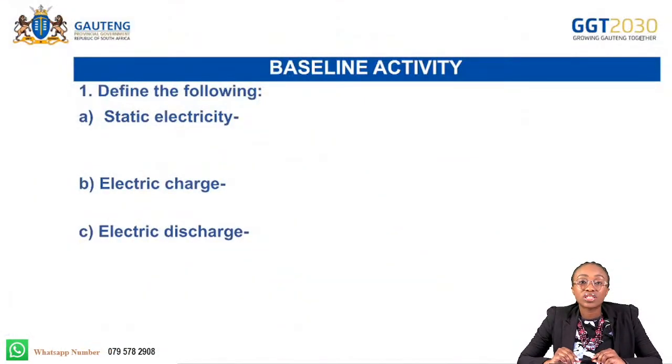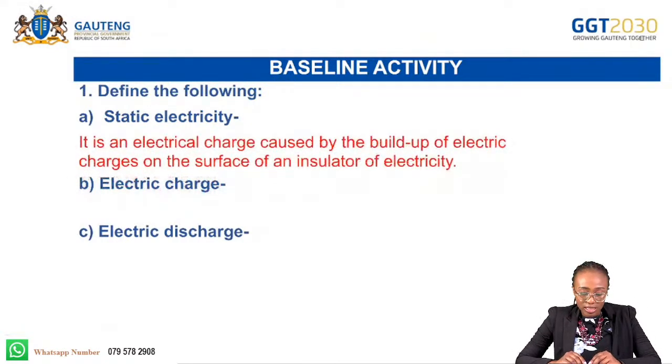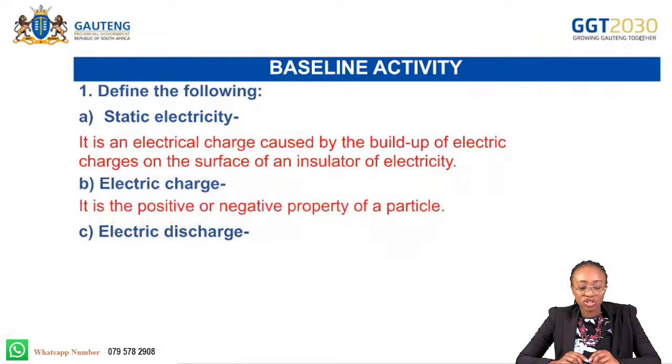Let's start off with the definitions. 1A. Define static electricity. It is an electrical charge caused by the buildup of electric charges on the surface of an insulator of electricity. 1B. Electric charge, it is the positive or negative property of a particle.